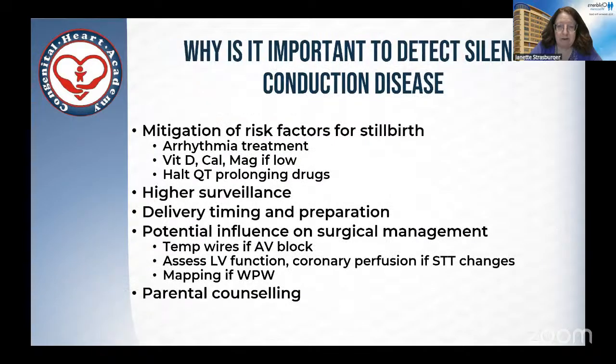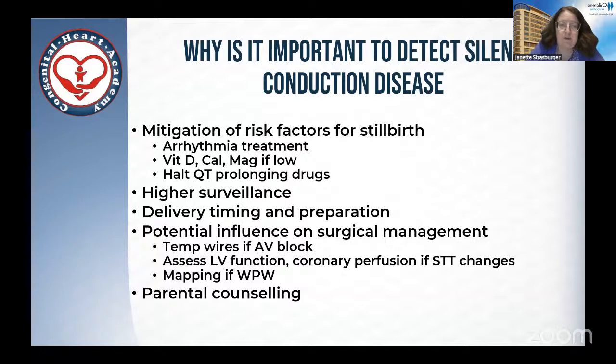So why would it be important to detect silent conduction disease? Well, there's things that you can do about it. One is you can mitigate risk factors for stillbirth by treating arrhythmias that you may find. In an article that we published in 2022, we showed that about 40 to 50% of patients will have arrhythmias that weren't detected by echo, some of which require treatment and some don't. You can also adjust nutrition in the mother to get rid of deficiency states that are prorhythmic. And you can halt QT prolonging drugs that she might be taking for other reasons.